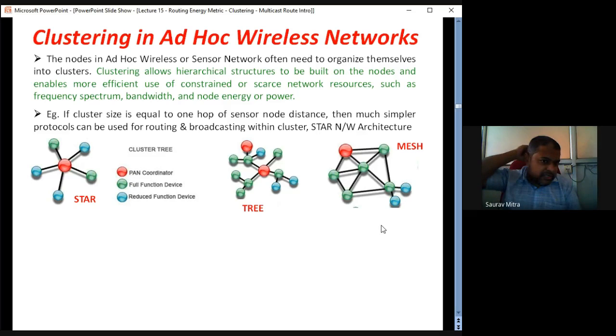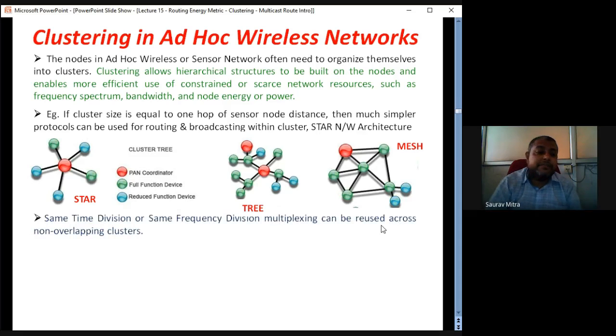I'm very sure that in CCN you are checking all these different kinds of topologies in the network. The same topologies can be applied to ad hoc networks also with some modification. It is saying that the same time division or frequency division multiplexing can be reused across non-overlapping clusters. So one cluster here might be transmitting at 1 megahertz frequency. The same is true for another one here. If 1 megahertz is used for transmission here, this other cluster can also use 1 megahertz for transmission, because there is no direct frequency link between this cluster and this tree cluster.